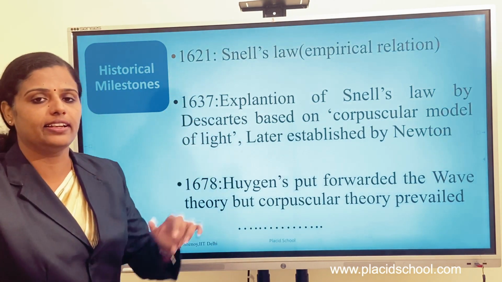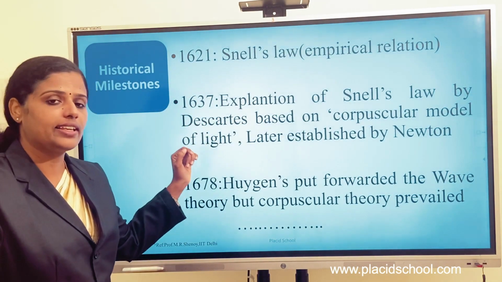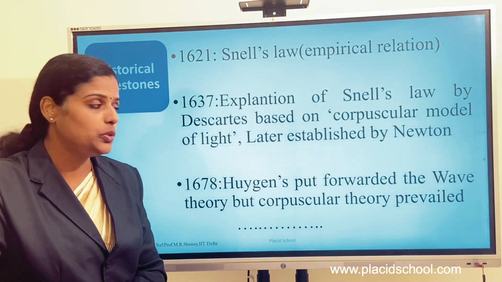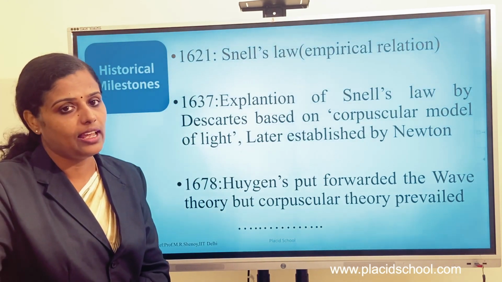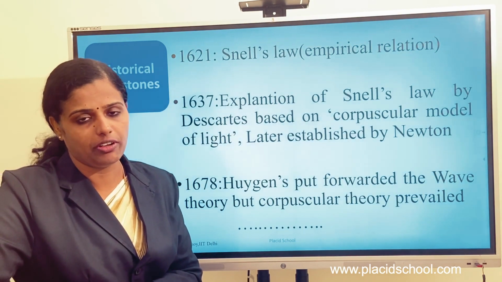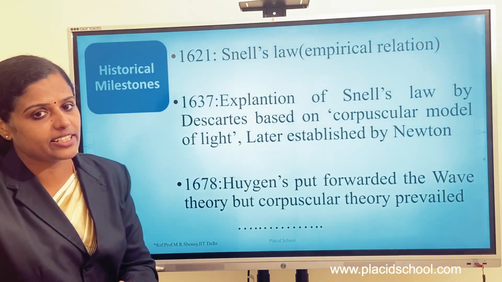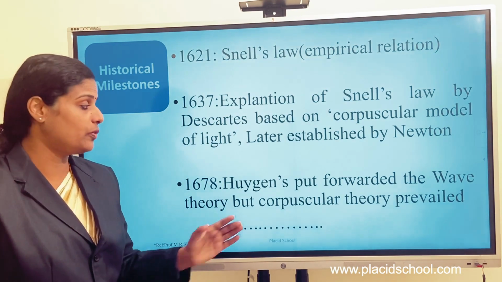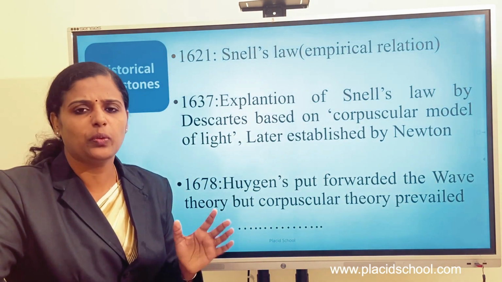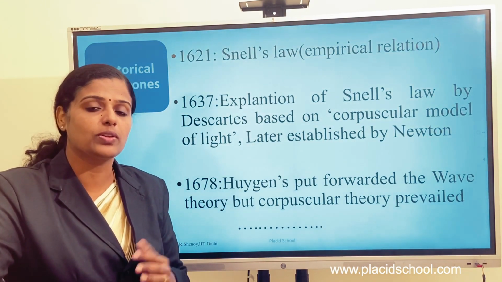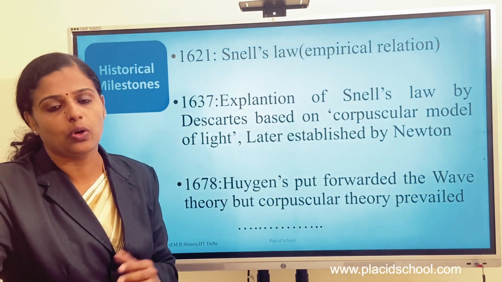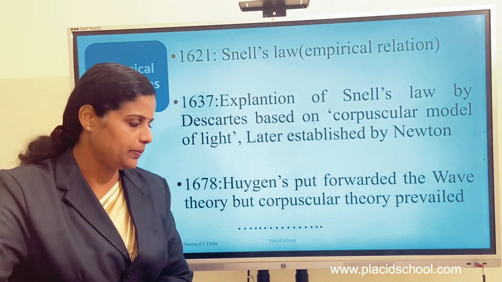So in 1637, Descartes gave an explanation for this Snell's law. But after that Newton modified that theory, and it is known as Newton's corpuscular model of light. Then in 1678, Huygens first put forward the wave theory of light. But he couldn't explain certain aspects or properties of wave, so the corpuscular theory or Newton's theory still prevailed.